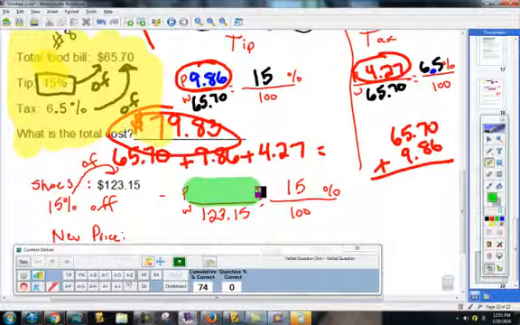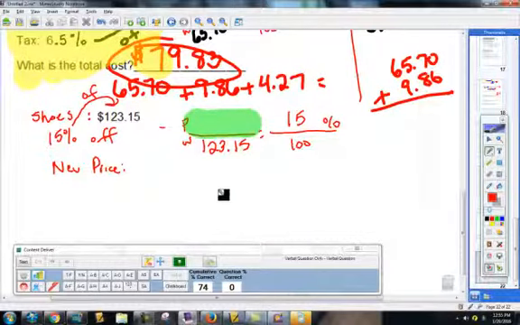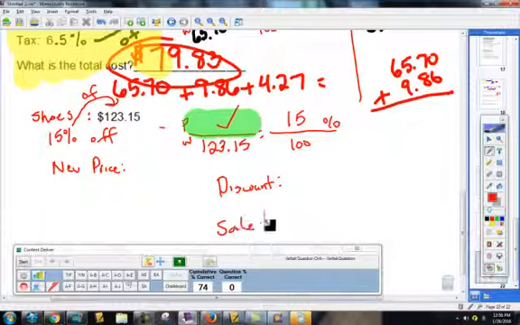Okay? When you guys get to the test tomorrow, there's going to be two parts. There's going to be the first part that's going to say, what is the discount? Which would be what's in green right there. Okay? Then part two is going to say, what is the sale price? That is how much did you buy the shoes for, or what is the new price of the shoes after the discount. You're going to have to take $123.15, the original price, subtract your discount, and that'll give you your sale price.